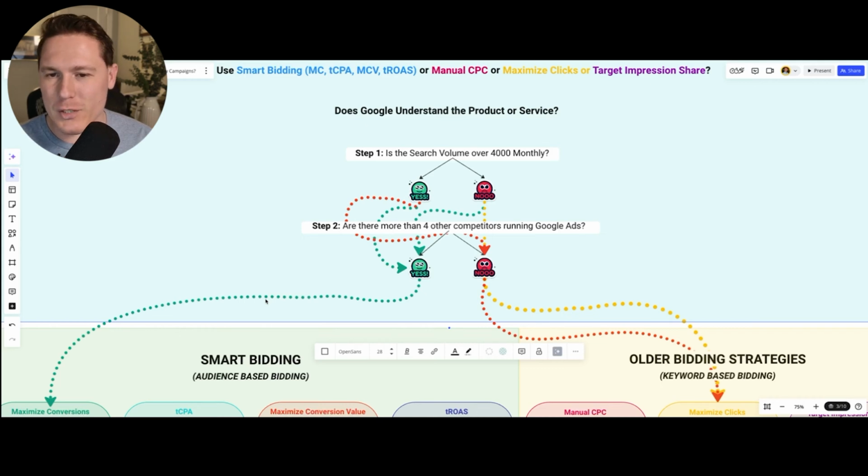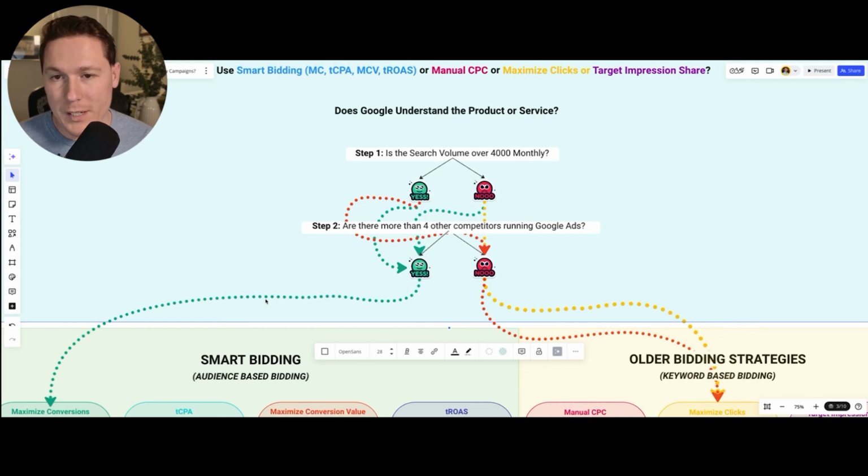People usually say to just start on a manual or maximize clicks bidding strategy, wait till you have about 15 to 30 conversions, and then switch over to maximize conversions. But I disagree with that. I've tested this in several accounts, and I've seen a lot of success with just switching right to maximize conversions with a new account and letting that thing run.